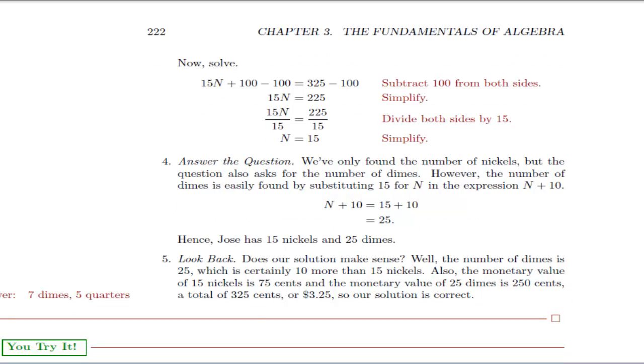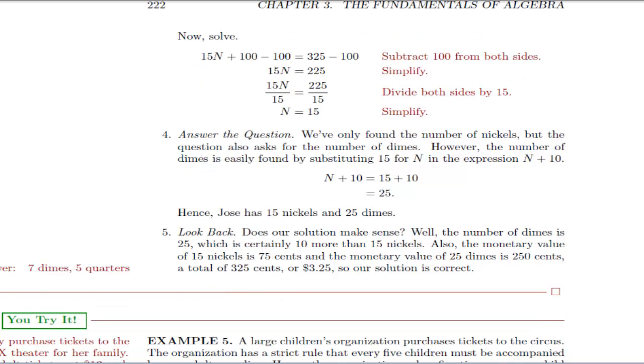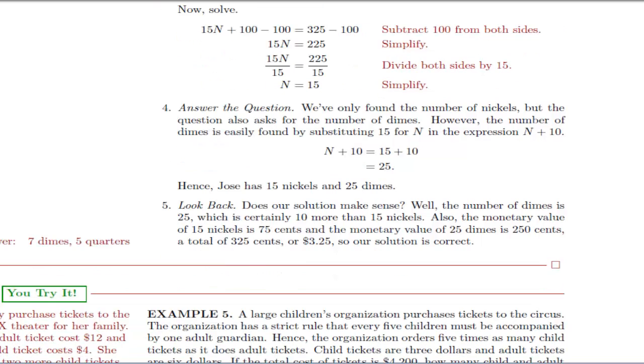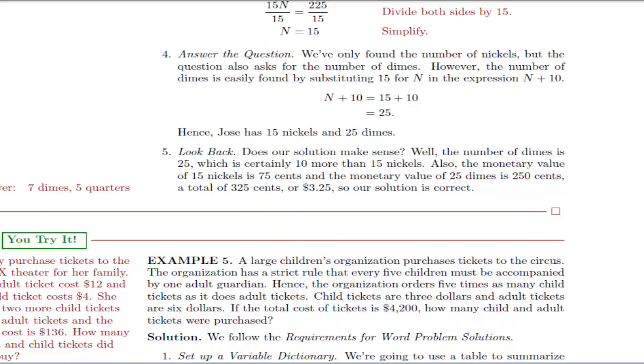4. Answer the question. We've only found the number of nickels, but the question also asks for the number of dimes. However, the number of dimes is easily found by substituting 15 for N in the expression N plus 10. N plus 10 equals 15 plus 10 equals 25. Hence, Jose has 15 nickels and 25 dimes.